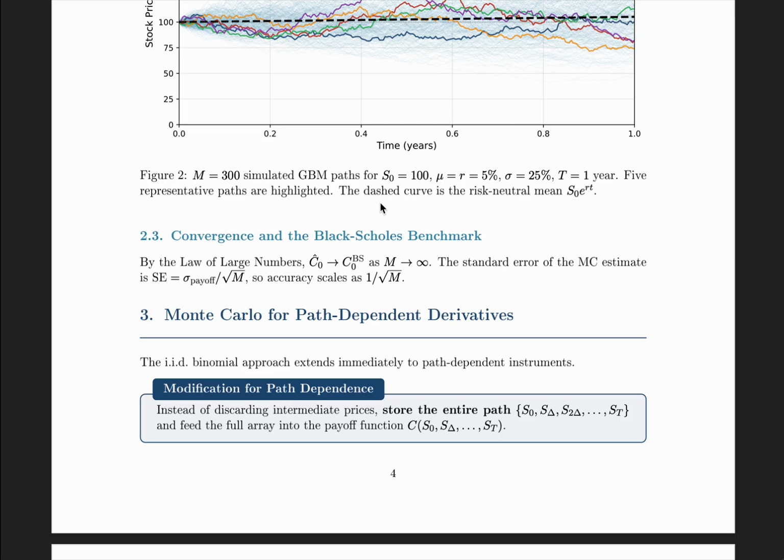Okay, so as we saw, by the law of large numbers, as m approaches infinity, our mean gets fairly close, with the variance getting reduced by a factor of 1 over square root of m. So the larger the m, the smaller the standard error.